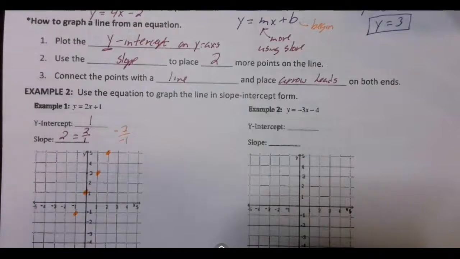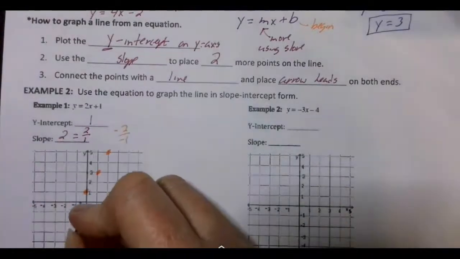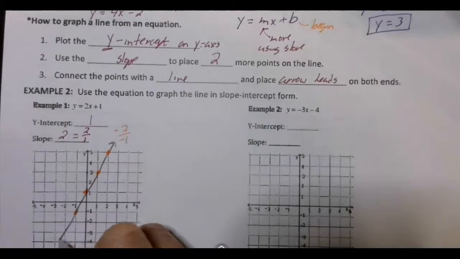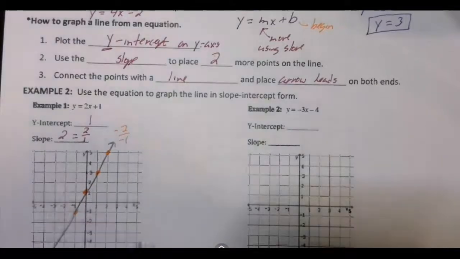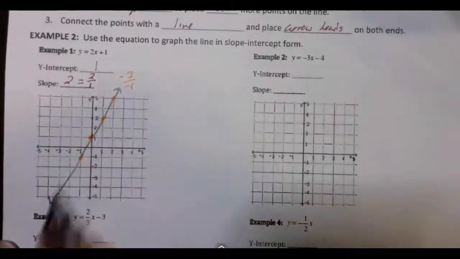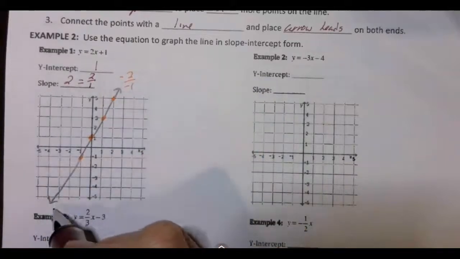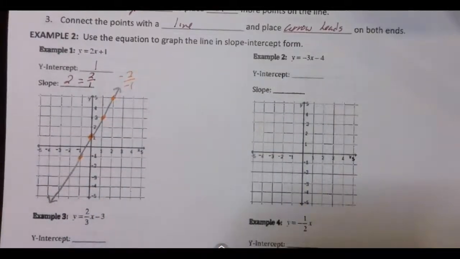And now I'm going to connect those points. If you have a straight edge, that's awesome, so you can get it straight. And I want that line to go all the way to the edge of your grid, from the top of the grid so it goes off. And then you want to have arrowheads because a line continues forever and ever in 2 directions.